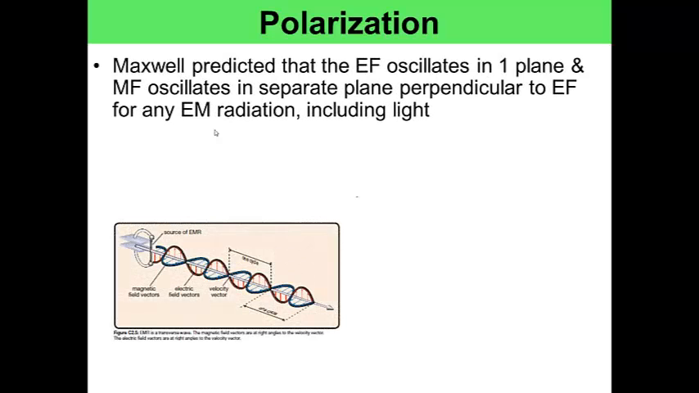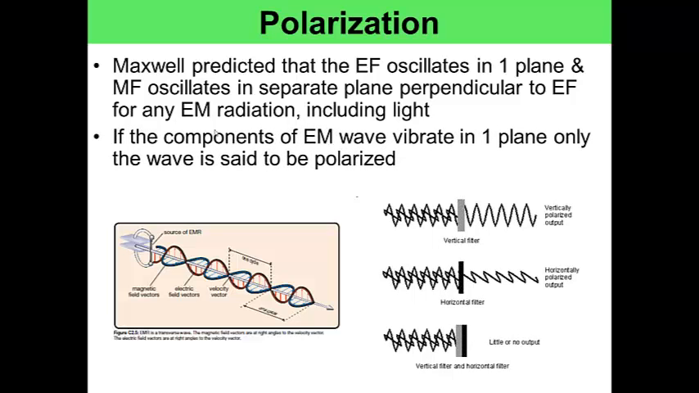Polarization is a way to force your electromagnetic light waves to go in one direction. Maxwell predicted that the EF, or electrical field, oscillates in one plane, and the MF, or magnetic field, oscillates in a separate direction, perpendicular. This occurs for any electromagnetic radiation, including light. If the components of an electromagnetic wave vibrate on only one plane, the wave is said to be polarized.